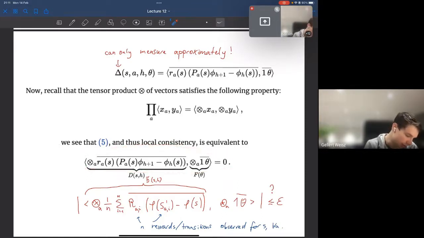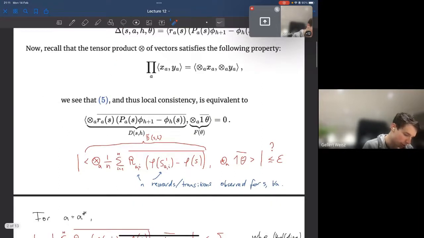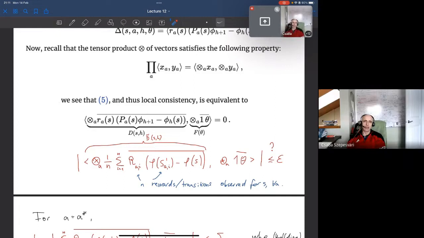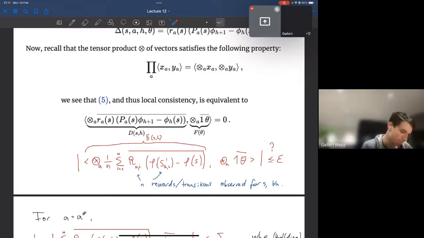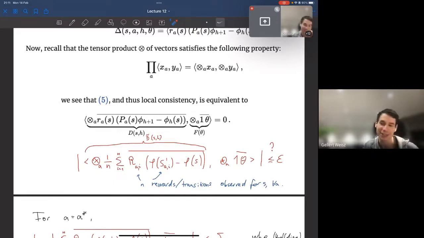So instead of this D, which is this tensor producted measurements, we can measure something like D tilde. By the way, I called it D because it's data. It's not the ideal version of the data, but the data you see. Does that make sense? So you've got the tilde D, because you can't actually measure this exactly.